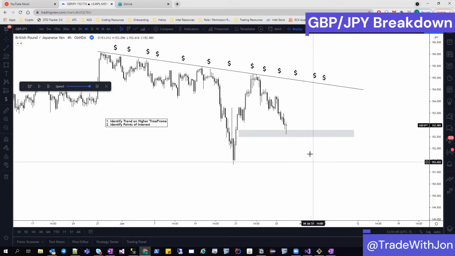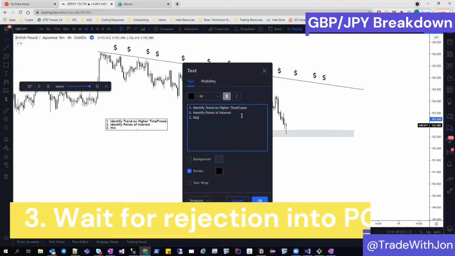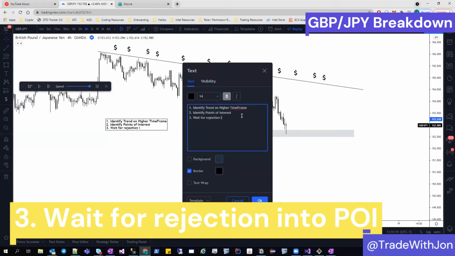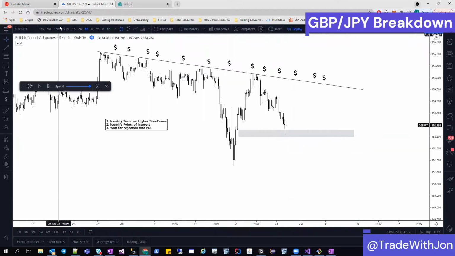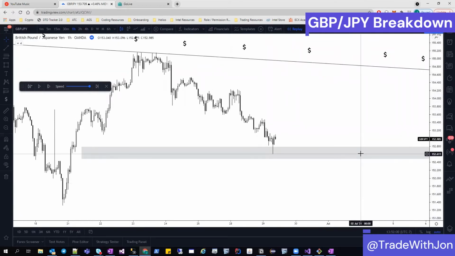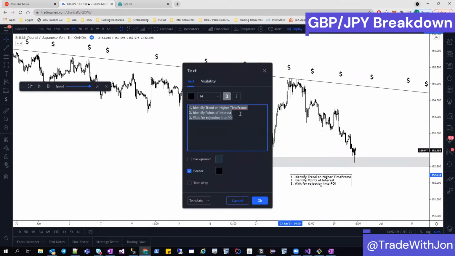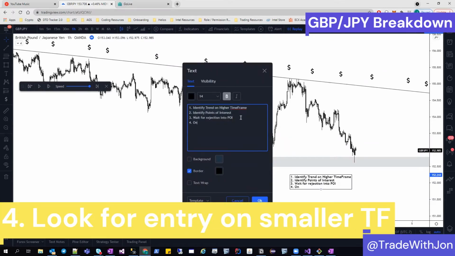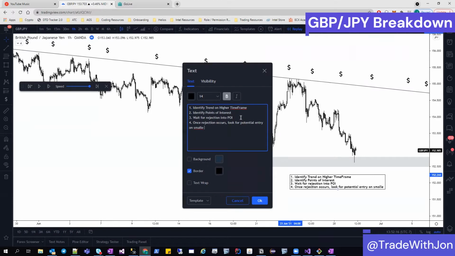Boom, and you wait for the rejection, right? Step 3, wait for rejection into the point of interest. Once you have your rejection, now we can start going to the smaller time frames and identifying an entry, right? So let's go over here, wait for rejection. Once rejection occurs, look for potential entry on smaller time frames.